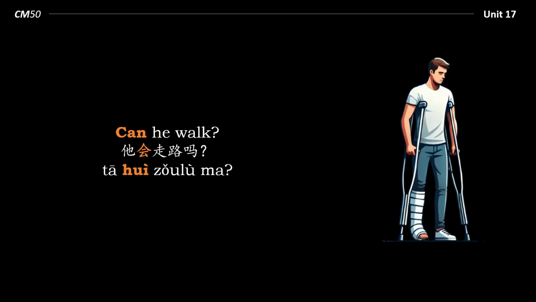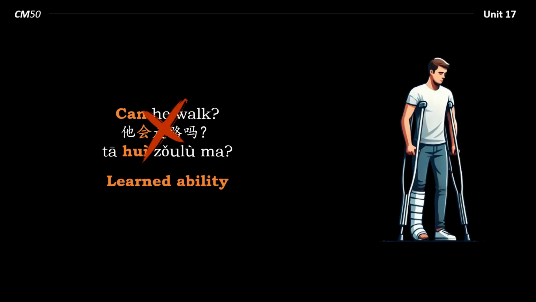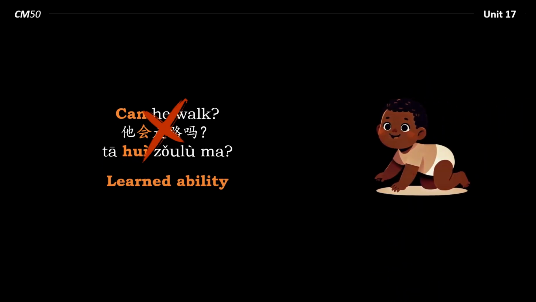What about if we were to say 他会走路吗? Well, in this instance, it wouldn't be accurate because 他会走路吗 is indicating that we're asking about a learned ability. Has he learned the ability to walk? So in this instance, it wouldn't be correct. However, if we were to see this baby crawling around, then we might very well ask the question, 他会走路吗? So now we are asking, oh, has this little baby learned the ability to walk?